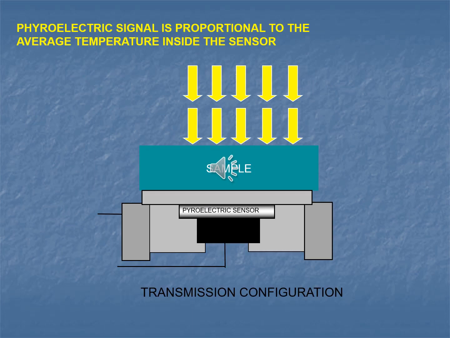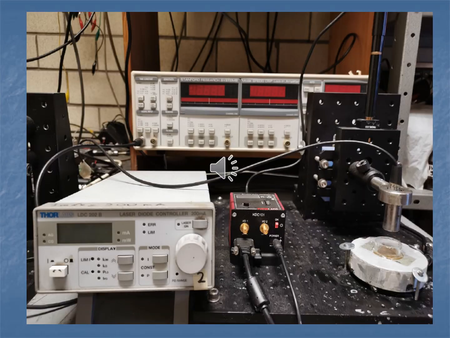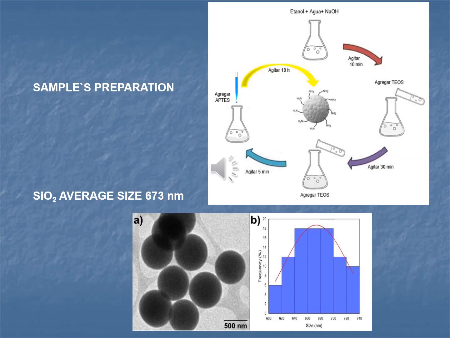Here is a cross-section of the experimental setup. The layer between sample and photoacoustic sensor is a protection material for this last. This is a picture of the actual photoacoustic setup in my lab. Diode lasers at 904 nanometers, 980 nanometers, and 1064 nanometers were used as light sources.